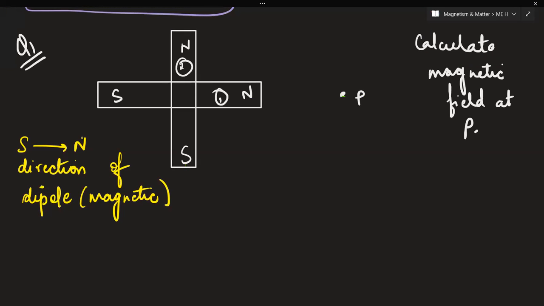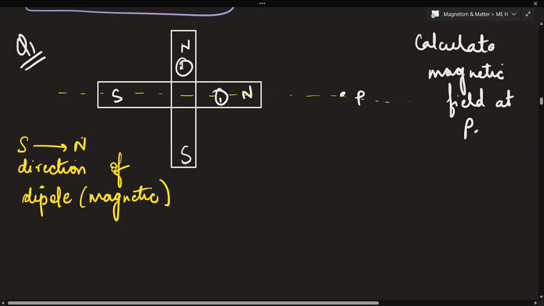Now forget you have this second bar magnet. Just focus on this first bar magnet. This is the magnetic axis. Last class, we have discussed the terms as well. So magnetic axis, we have already discussed. This is the magnetic axis. So this point P is lying on the axis of it. So we'll say this is the axial point. Fine class, we'll say this is the axial point.